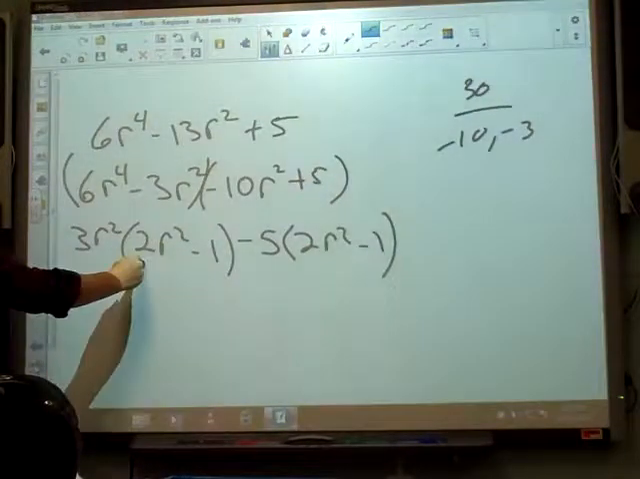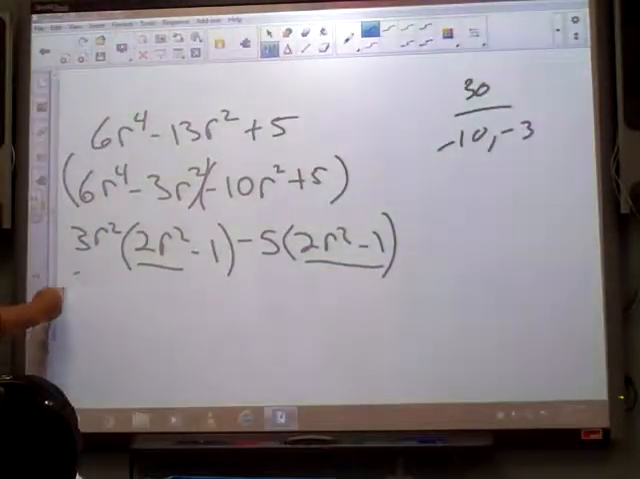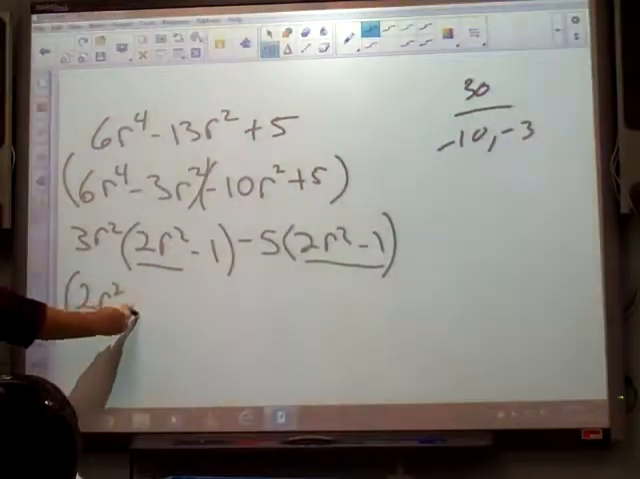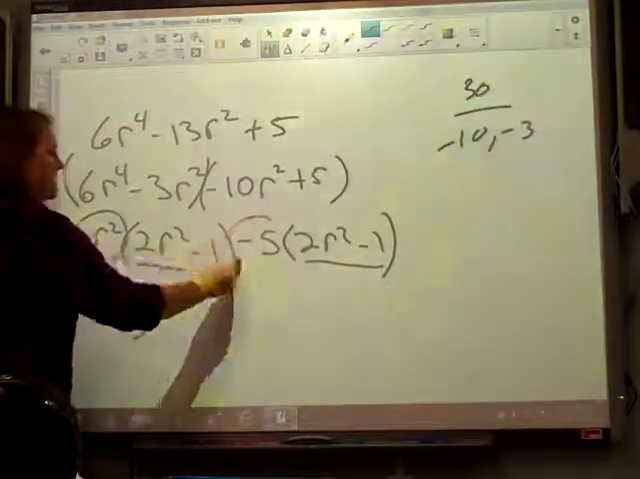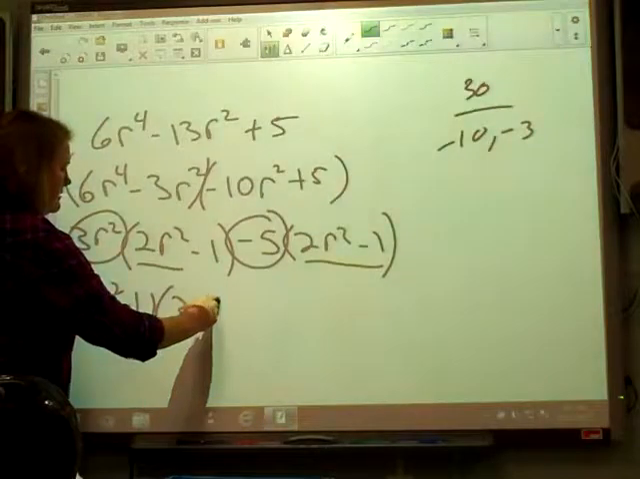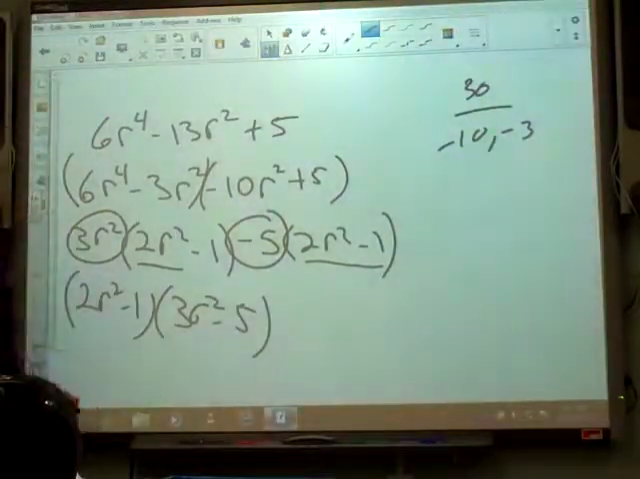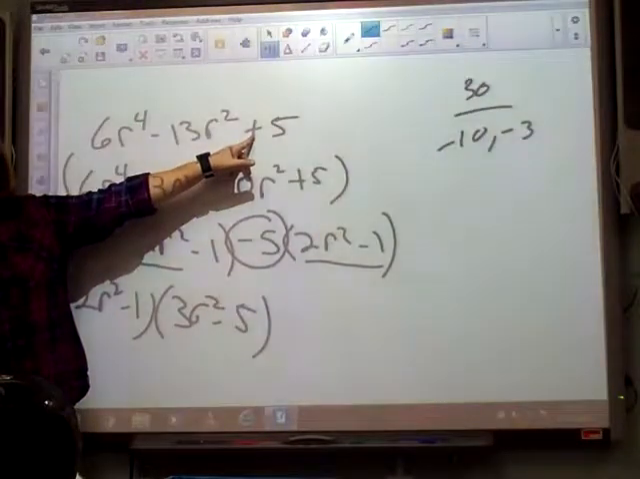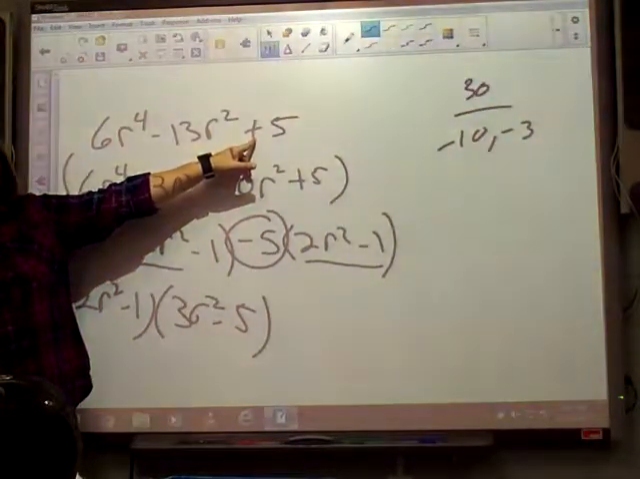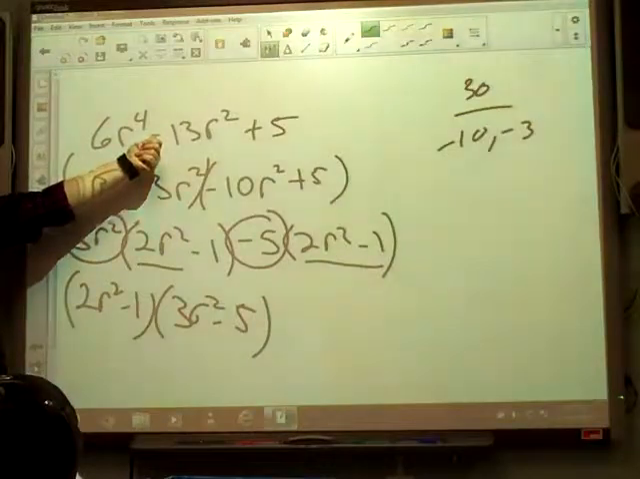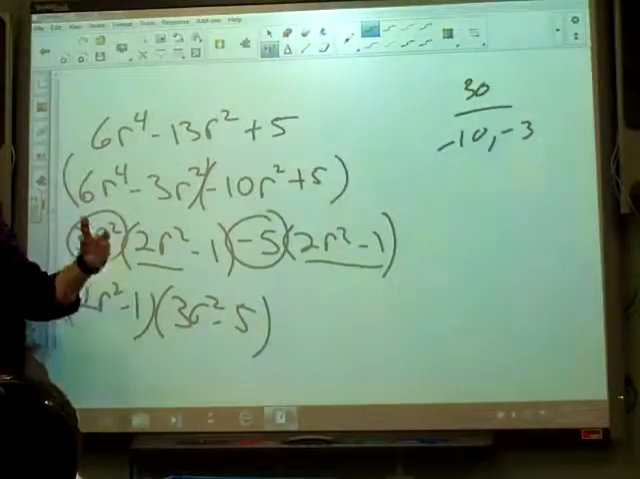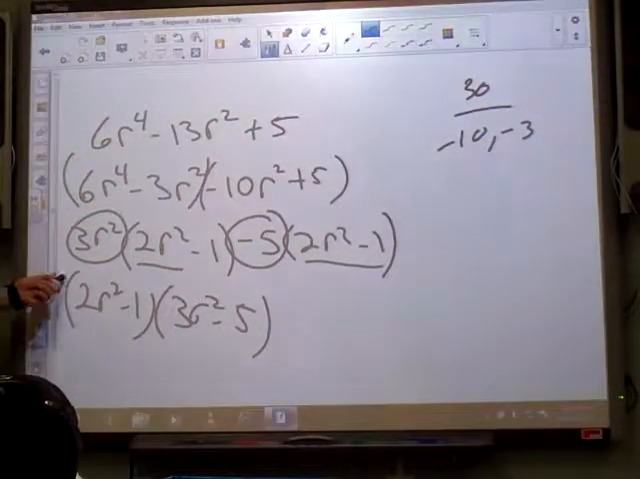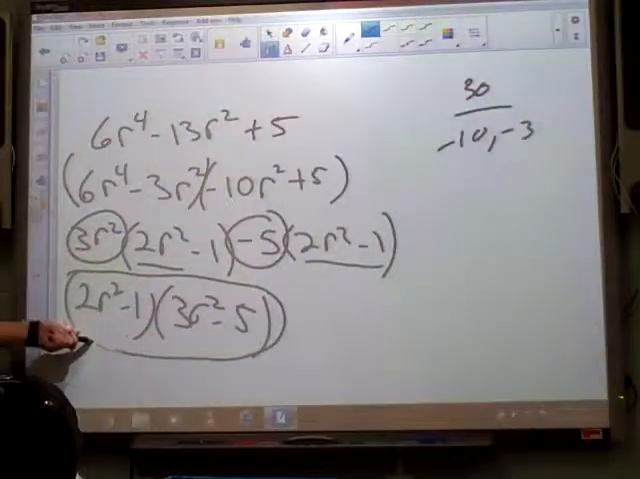So, we got a 2r squared minus 1, and then a 3r squared minus 5. Remember when we started, I told you there's a way you can check your signs. Go back to your original problem. This plus sign tells me the signs of my binomial have to be the same. They got to be the same as the first sign. Minus, minus. It's just another little mental check you can do every now and again.